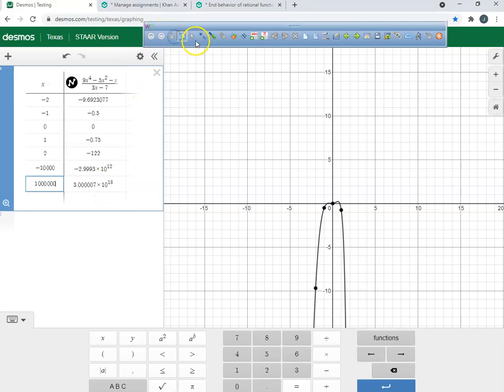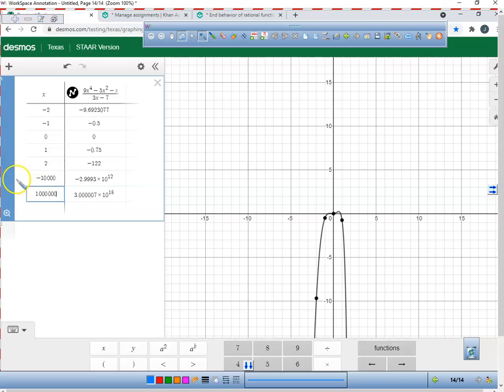So when you guys are interpreting this end behavior, my x values here are going to negative infinity. These are going to negative infinity. But here it's going to positive infinity. My y values are going to positive infinity.